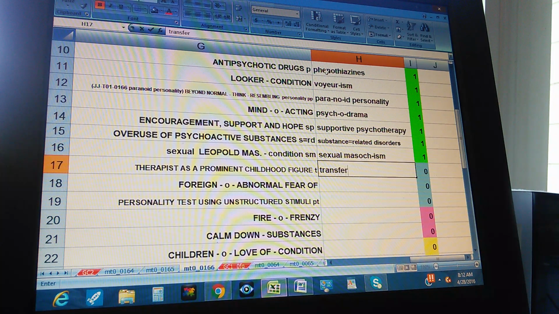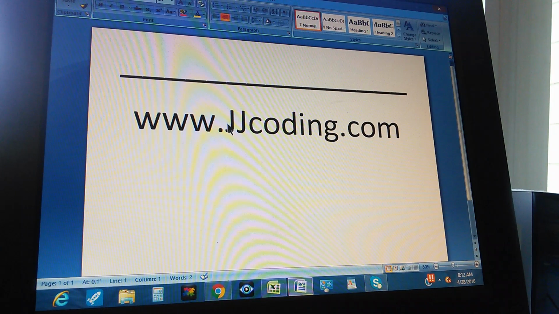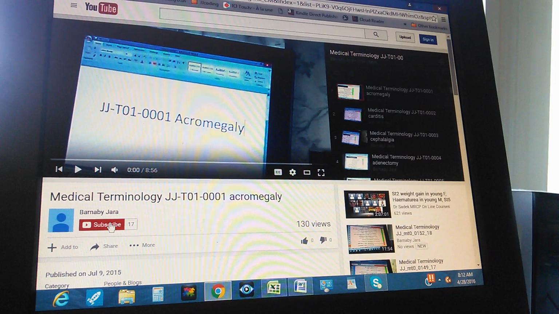Encouragement, support, and hope. Supportive psychotherapy. Overuse of psychotic substances. Substance-related disorders. Sexual Leopold-Sacher-Masoch condition. Sexual masochism. Therapist as prominent childhood figure. Transference. Foreign or abnormal fear of. Xenophobia.